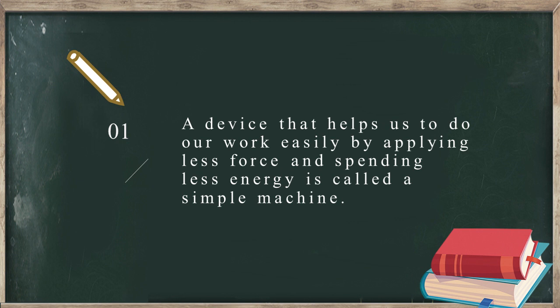First, let us know, children, what is a simple machine. Simple machine is a device that helps us to do our work easily by applying less force and spending less energy. We come across many simple machines in our daily life, such as lever, pulley, inclined plane, screw, wedge, etc. And these are used for many purposes in our daily life.